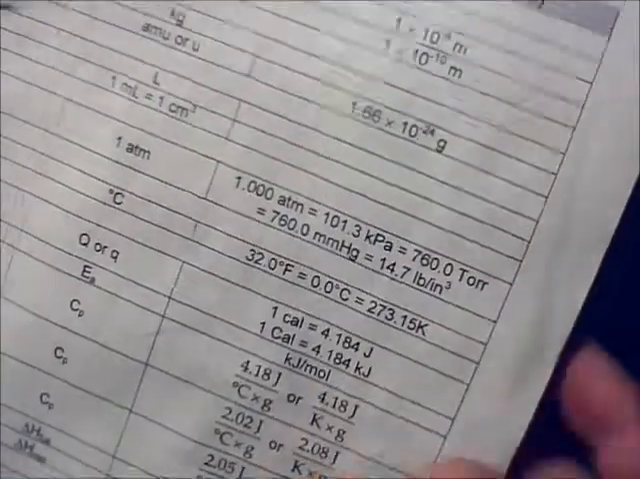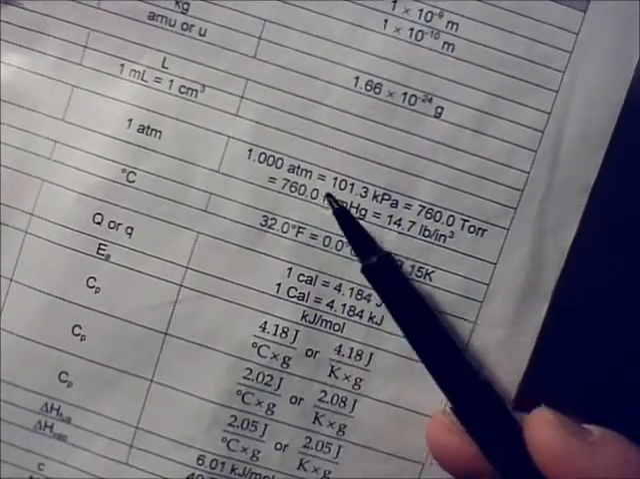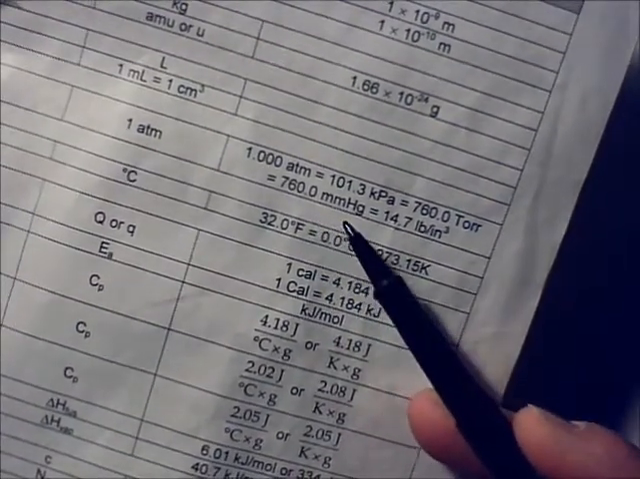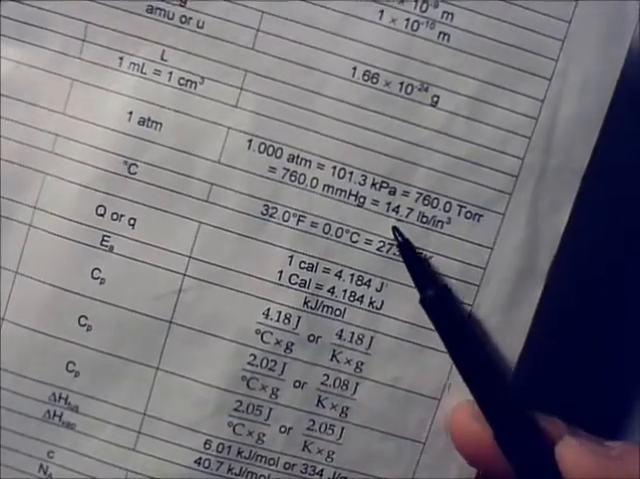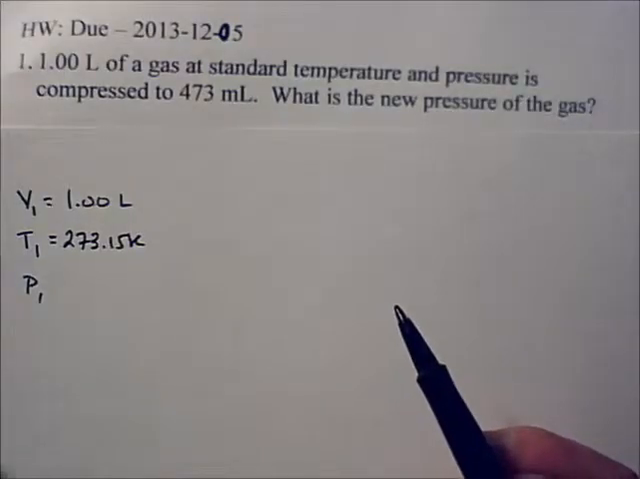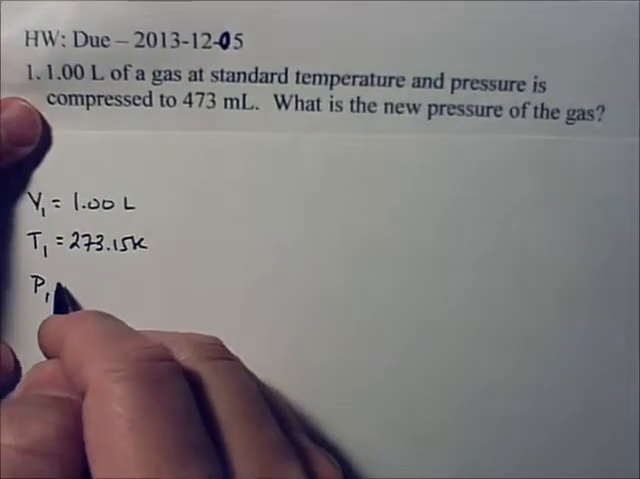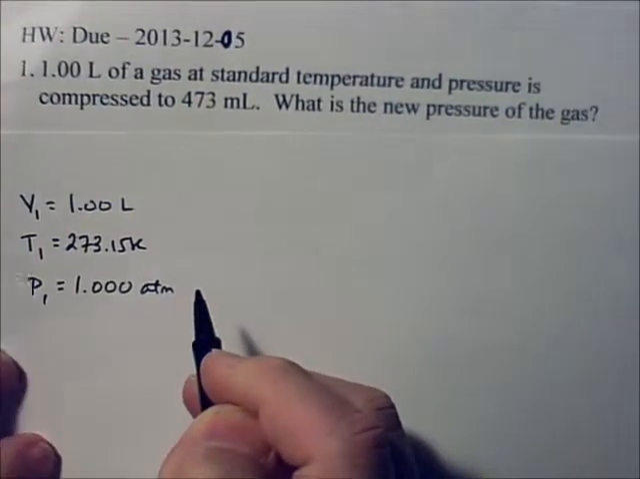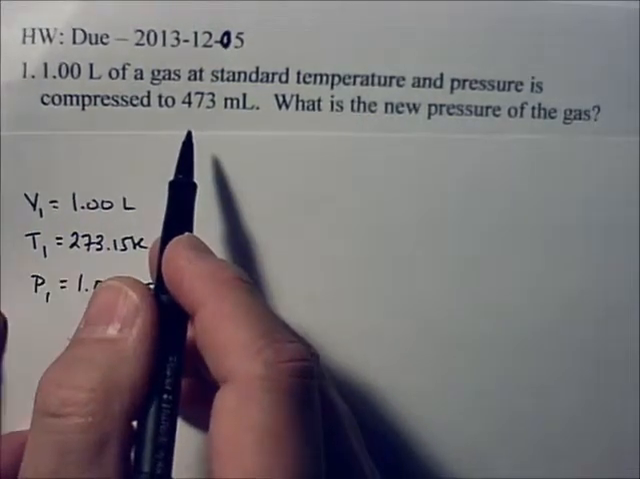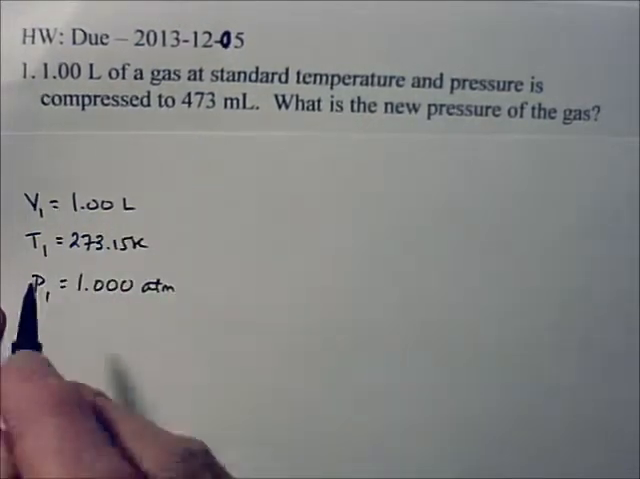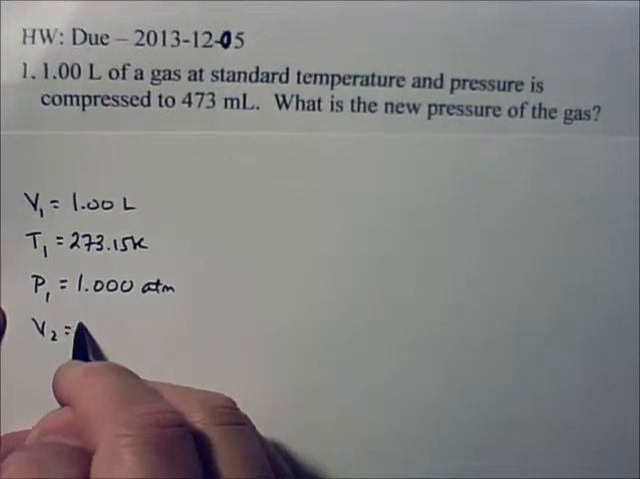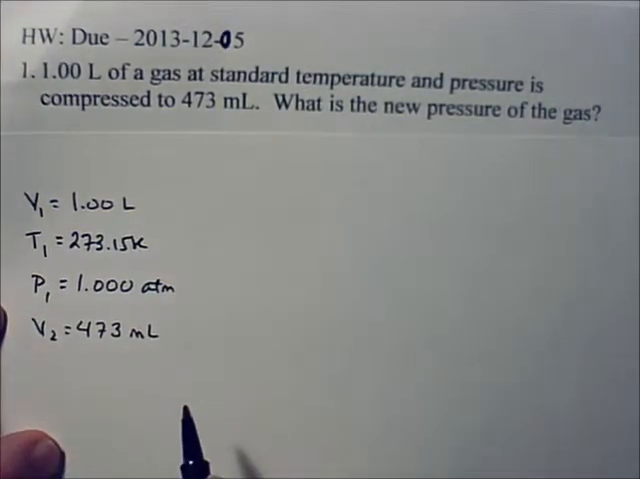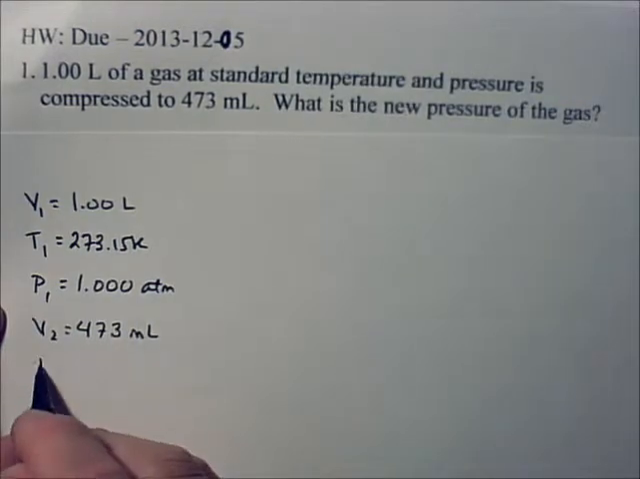It says pressure is standard pressure. That's also listed on the front page of your references: 1 atm, 101.3 kPa, 760 torr, 760 millimeters of mercury, and this one over here we don't use. So let's just say it's 1 atmosphere. And it says the gas is compressed to 473 milliliters, so we've got a new volume. And it says, what is the new pressure?